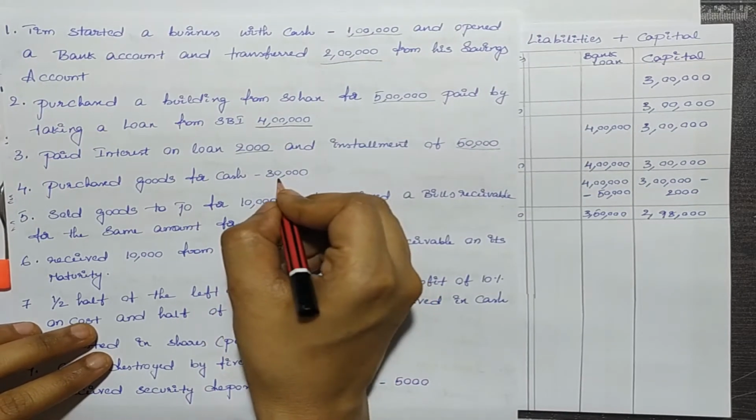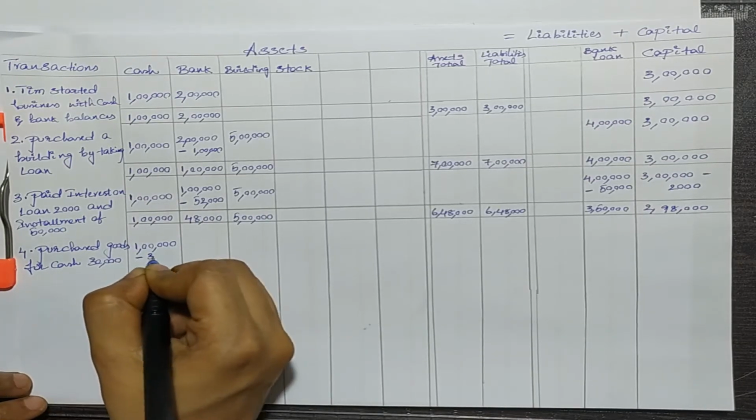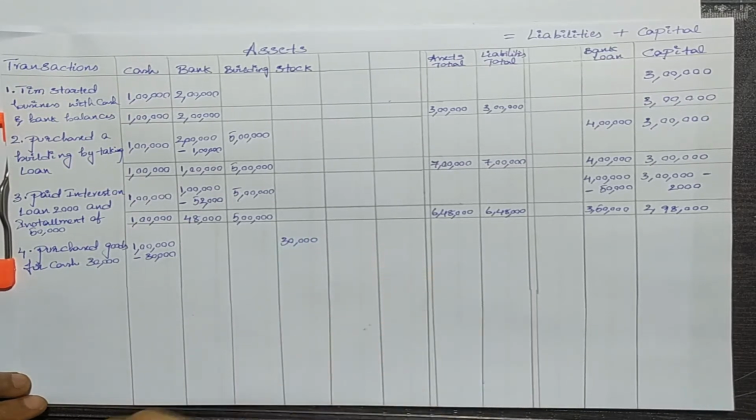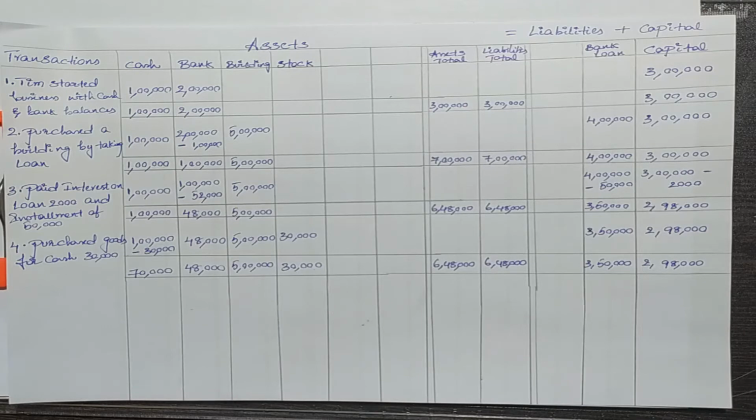Next transaction is purchased goods for cash 30,000. Here the business is using the available cash to purchase the goods. So first we will deduct 30,000 from cash and we will create a new column for stock under asset side because stock is also an asset. And we will mention 30,000 under stock. After deducting 30,000 from cash balance, the cash value is 70,000 and stock value is 30,000. The remaining balances will remain the same. There won't be any change in the other account balances. Assets total is 6,48,000 and liabilities total is 6,48,000. Both sides totals are matching with each other.